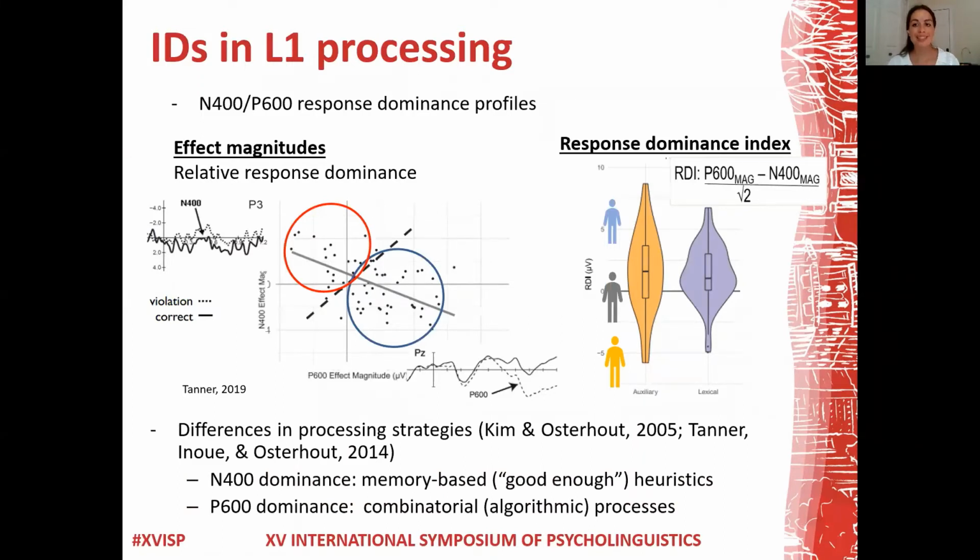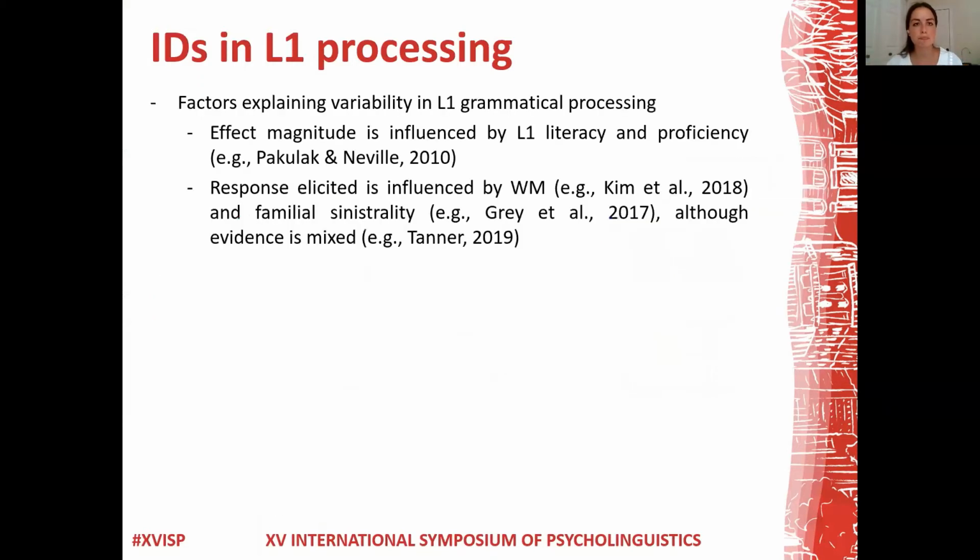So what does it mean that speakers show either an N400 or a P600 dominant profile? Well, previous research has taken this individual level variation to reflect differences in processing strategies that are used to parse morphosyntactic violations. In particular, individuals who show primarily an N400 response are hypothesized to rely on memory-based, also referred to as good enough, heuristics, while participants who elicit mainly a P600 effect are hypothesized to rely on combinatorial processes to determine correct from violation sentences.